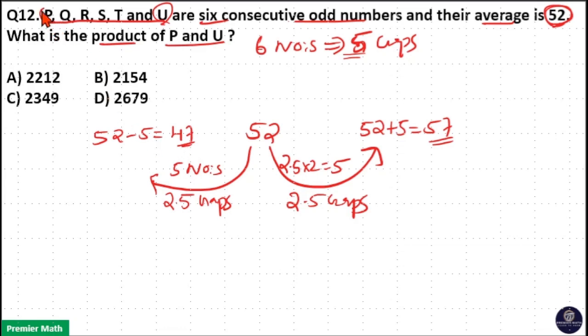Now we need product of P and U, that is 57 into 47. Now 7 sevens are 49.